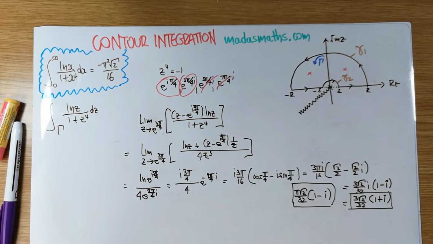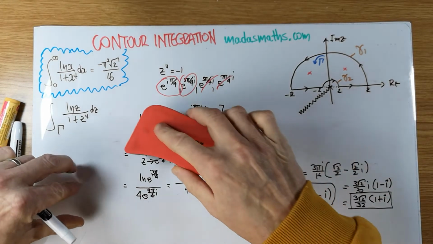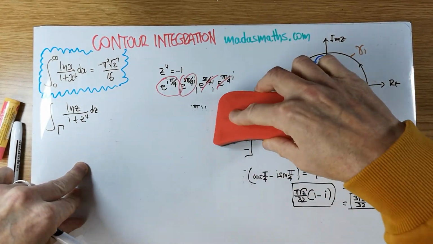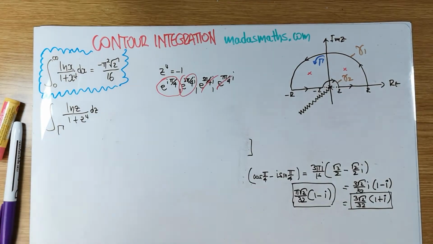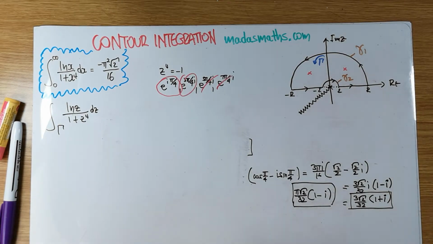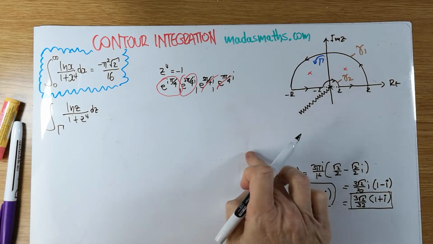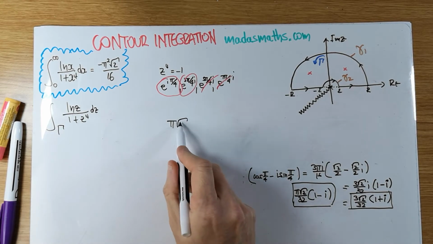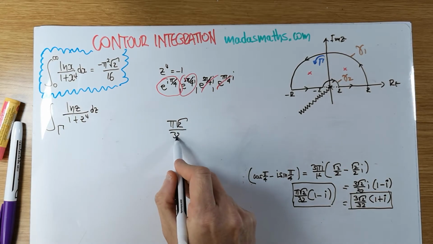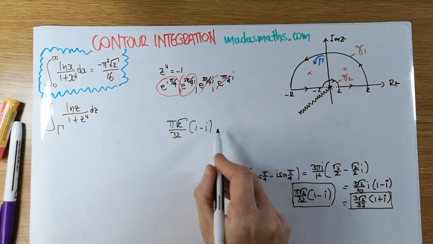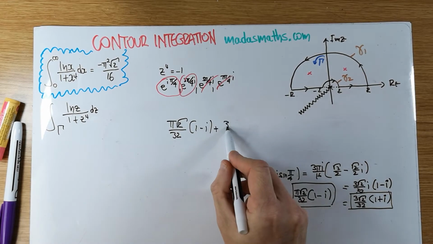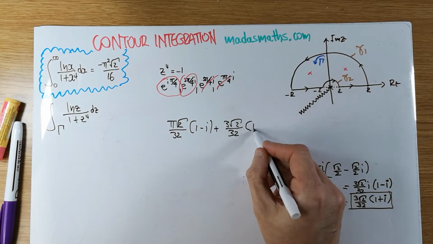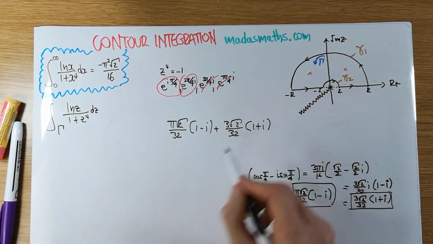So before I move to the next line, because I'm going to use the residue theorem very shortly, it might be a good idea to actually add these 2 residues together, so I have a final answer ready. So these are still some rough workings. Pi root 2 over 32, 1 minus i, plus 3 root 2 over 32, 1 plus i there.